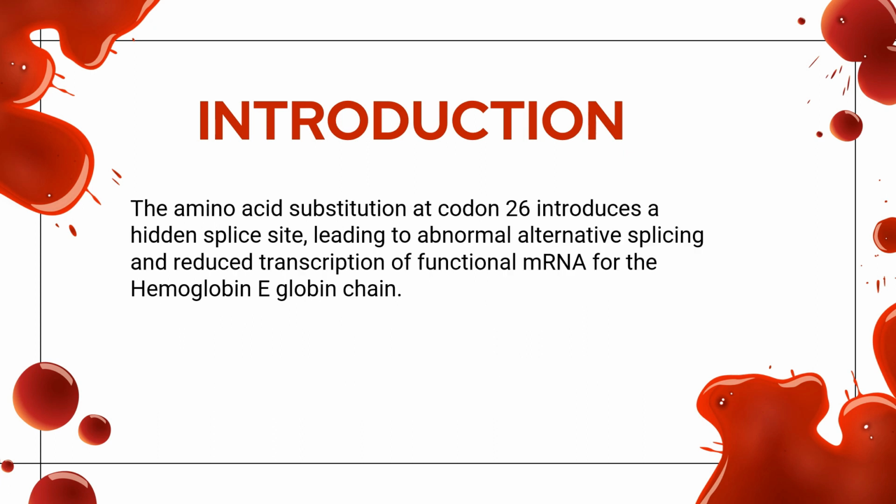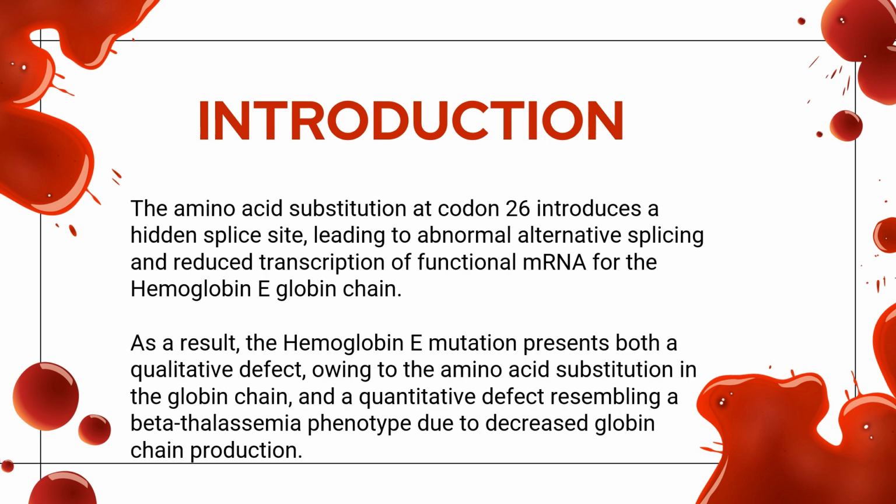However, the amino acid substitution at codon 26 introduces a hidden splice site, leading to abnormal alternative splicing and reduced transcription of functional mRNA for the hemoglobin E globin chain. As a result, the hemoglobin E mutation presents both a qualitative defect, owing to the amino acid substitution in the globin chain, and a quantitative defect resembling a beta thalassemia phenotype due to decreased globin chain production.